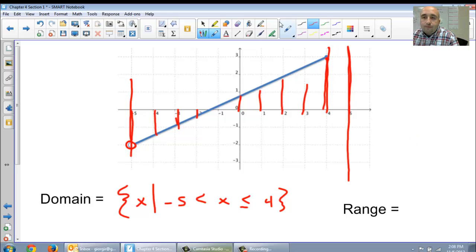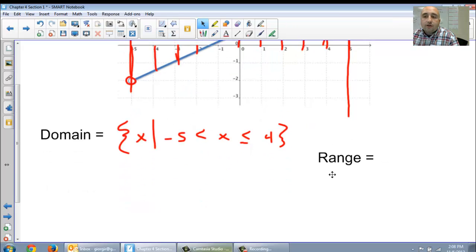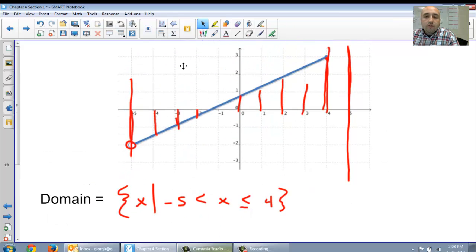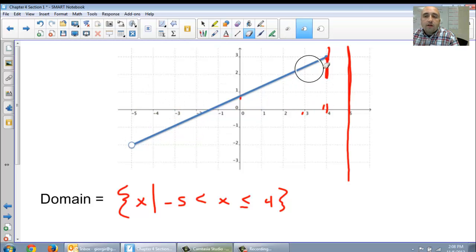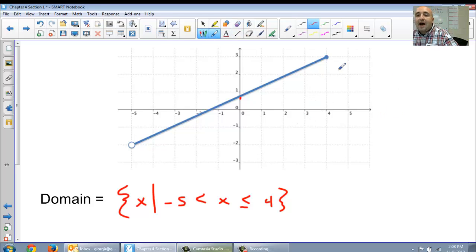Okay? All right, now let's try range. Let's try the range for this one. So I'm going to erase the markings I've made, and let's do the range. If you notice, what is the very topmost point on my grid? 3, it touches, closed circle. -2, it touches, but it's an open circle. So it's between 3 and -2.